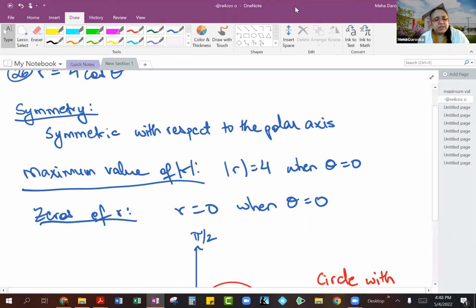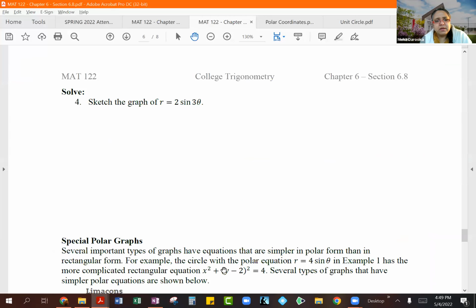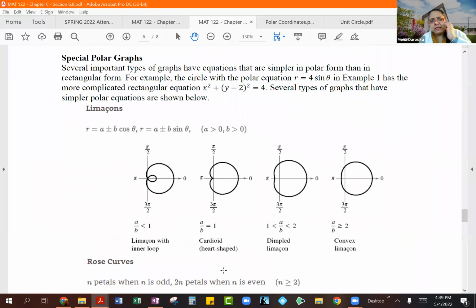So this was with a circle. Let's see if we can do one of those other shapes that we had talked about, like a lemniscate, limacon. Oh, I think there was a rose petal in there. There we go. So some of these different shapes.